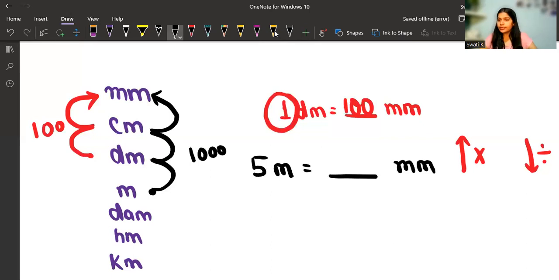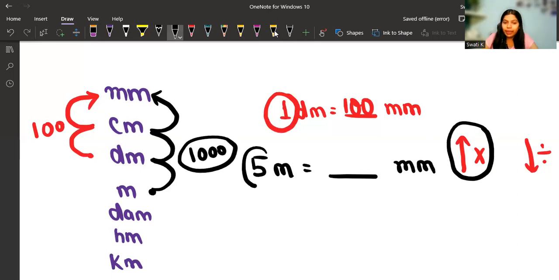Now you ask yourself, did I go up or did I come down? Of course, you went up. And up, the rule is you have to multiply. Multiply by which number? By 1000. Which number do you have to multiply by 1000? 5, the number that is given in the question. So 5 into 1000 is 5000. Therefore, the answer is 5000.